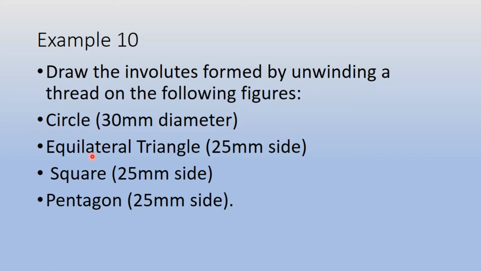So for this question, first we have to draw the involute of a circle, then involute of equilateral triangle, then involute of square, then involute of pentagon. So these are 4 questions. This will be 10A, 10B, 10C and 10D. We will see one by one how to draw first the involute of a circle, then involute of equilateral triangle, involute of square, then involute of pentagon. We will see now how to draw this in the drawing sheet.